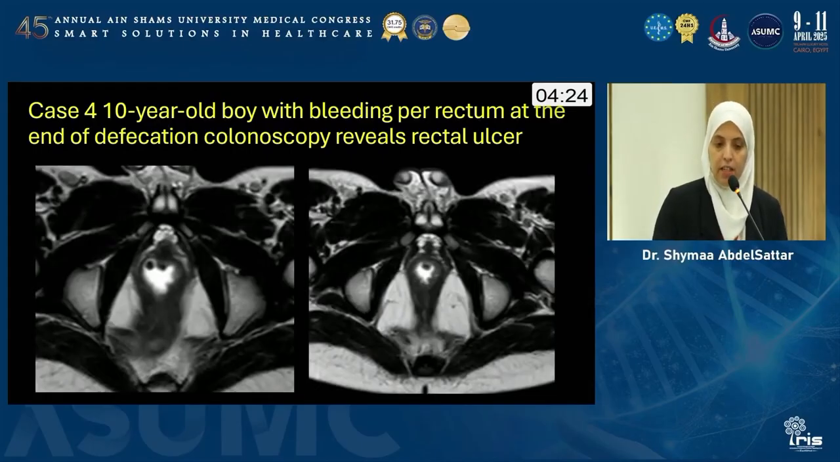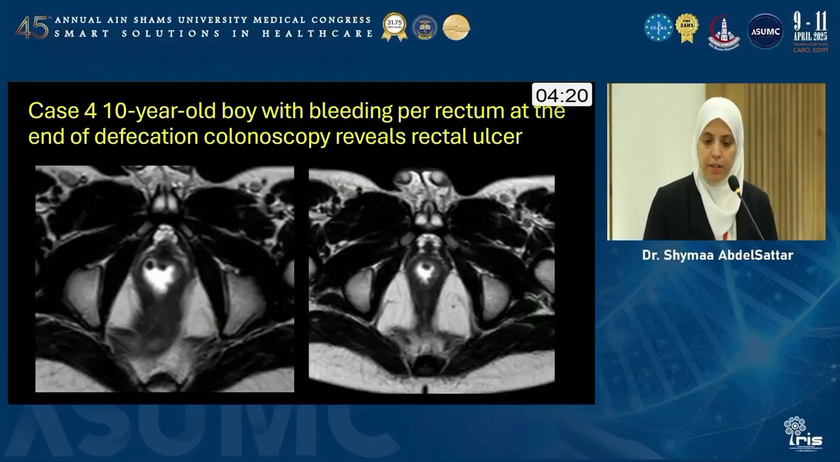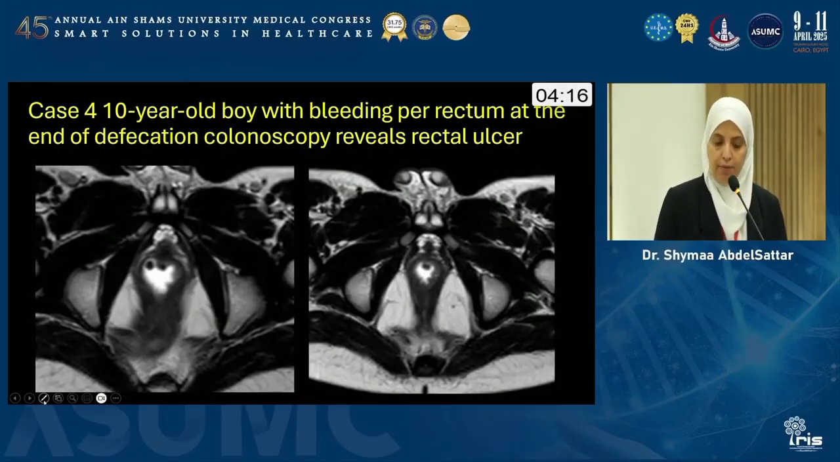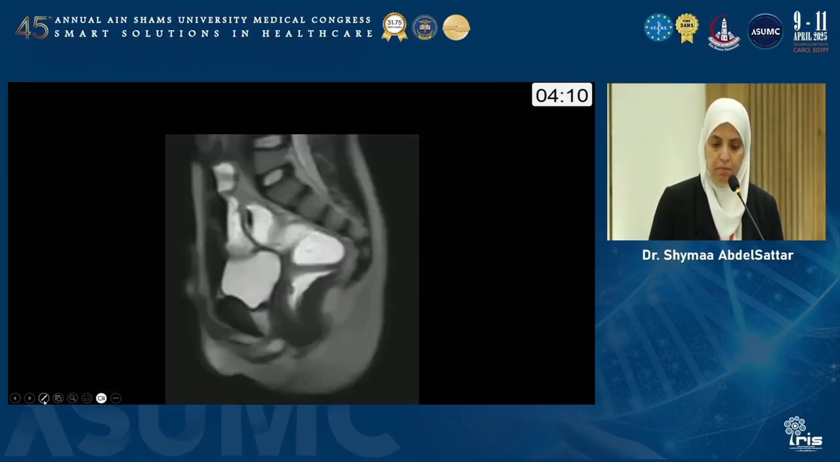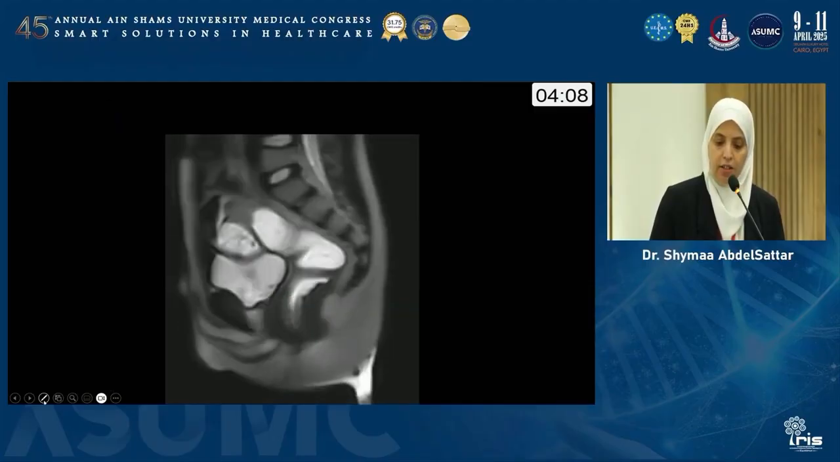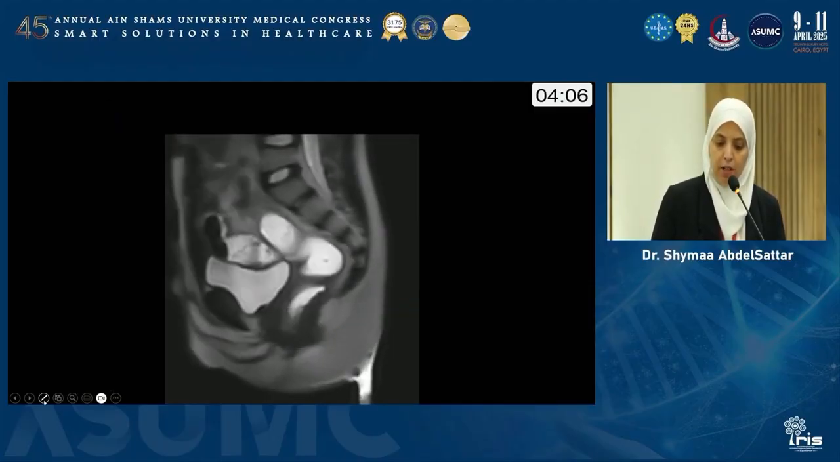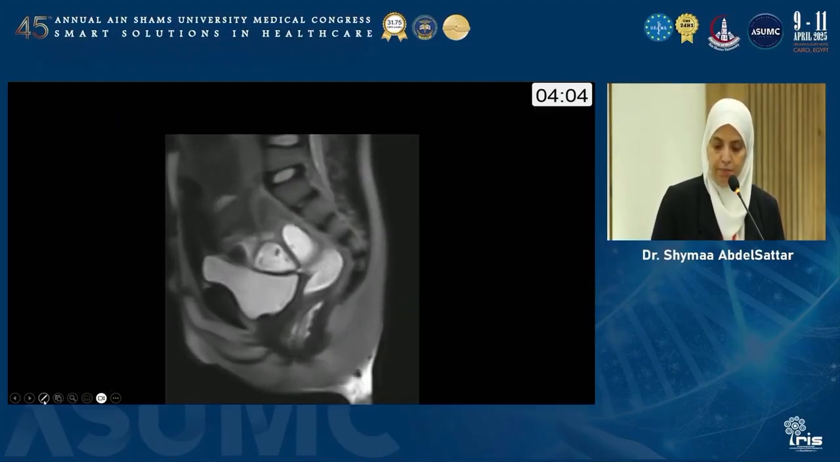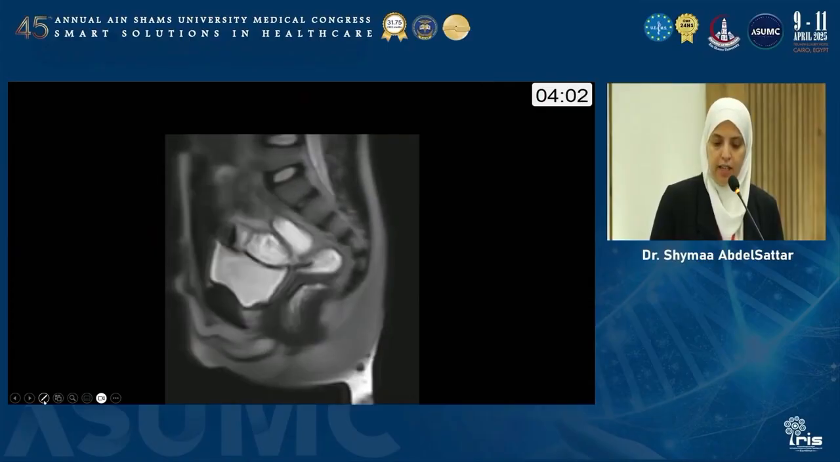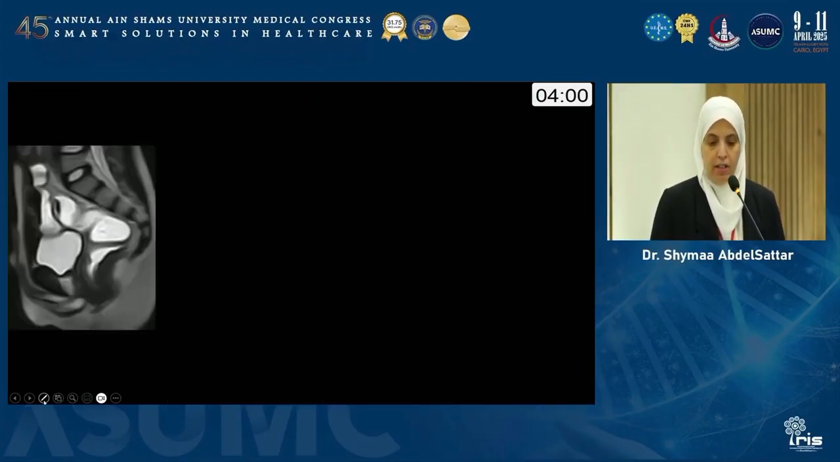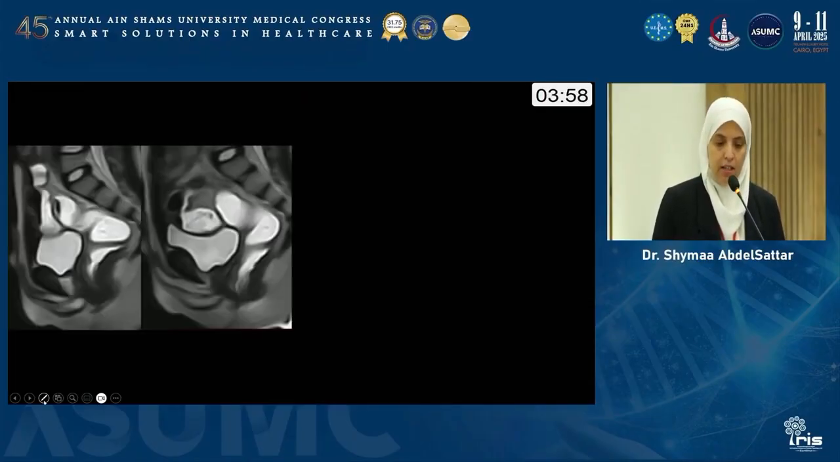Another case is a 15-year-old boy with bleeding from the rectum at the end of defecation. Colonoscopy reveals a rectal ulcer. In static images after rectal gel injection, we can see here thickening of the left lateral aspect of the rectum and anal canal. And this is during defecation here. Also, there is a partial expulsion of the rectal content with descent of the pelvic floor. Here is a static image, shots of the cine images.